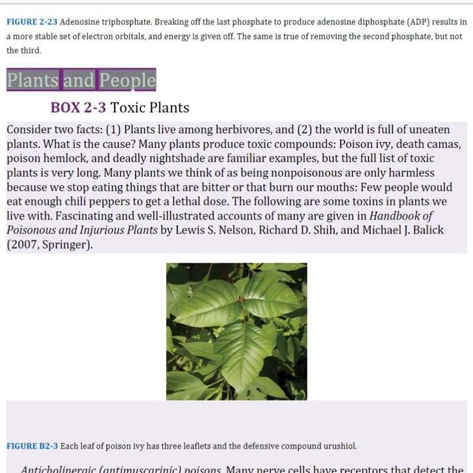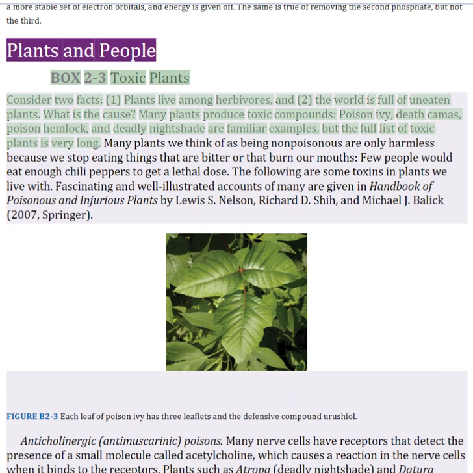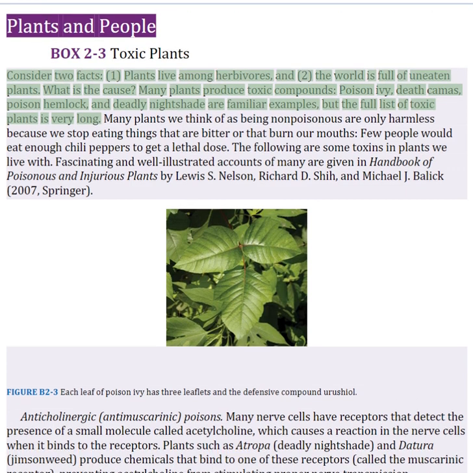Plants and People. Box 2-3: Toxic Plants. Consider two facts: plants live among herbivores, and the world is full of uneaten plants. What is the cause? Many plants produce toxic compounds.